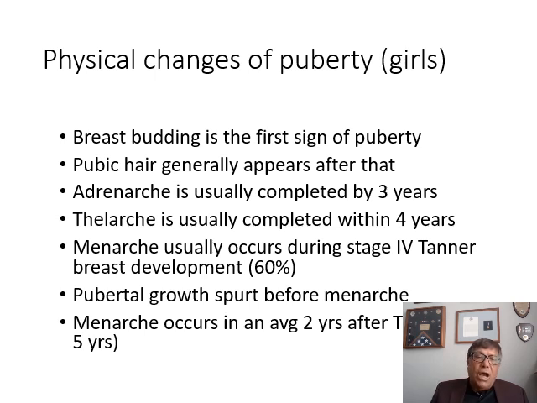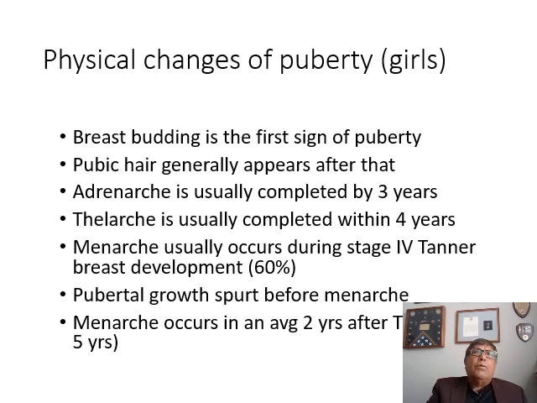Menarche, the first menstrual period, usually occurs when breast development is at Tanner stage 4. That occurs in about 60% of cases, but sometimes it could be 5 years, sometimes maybe 2 years, so there is a plus or minus, but usually it occurs around Tanner 4 breast development. The pubertal growth spurt also occurs before menarche. In other words, the height velocity goes up just before the period starts. So you can more or less tell that if there is an increased growth spurt, it will be followed by menarche. That is a very good predictor.